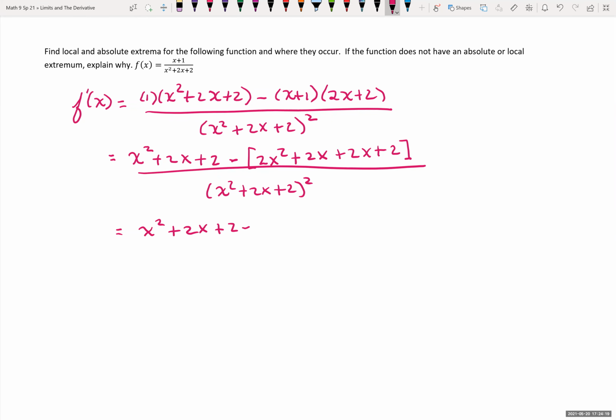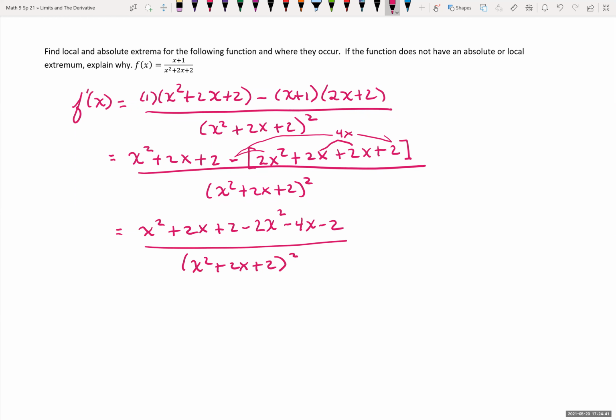Distributing the negative, this is a negative 2x squared. Right here, this 2x plus 2x is 4x, so when we distribute that negative to that piece, that's going to be a minus 4x and then a minus 2, all over the denominator squared. And we get negative x squared, a 2x minus a 4x is a minus 2x, and a 2 minus 2 is 0, all over x squared plus 2x plus 2, quantity squared.